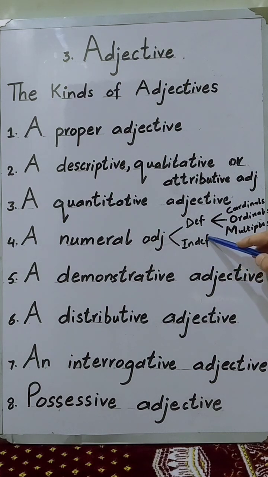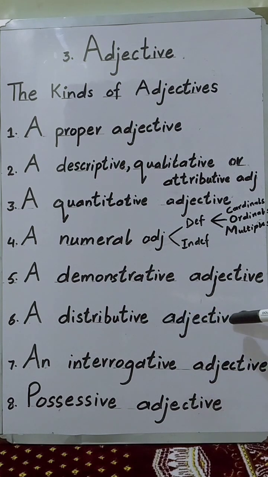Indefinite numerals don't show an exact number. For example, all, some, enough, none, many, few, several. A demonstrative adjective is one that points out which person or thing is meant. For example, this boy, that girl, these women, those men.